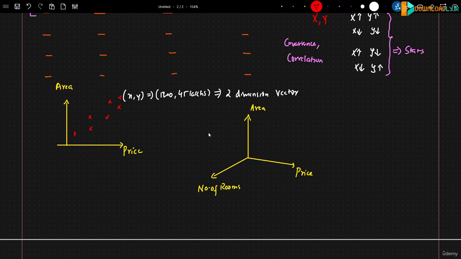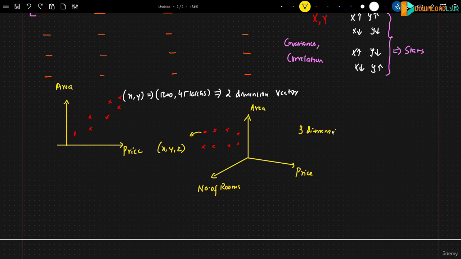Now let's say there are points like this, this, right? And these points are basically decided on these 3 values. That basically means every coordinate is represented by a vector of X, Y, Z. X can be area, Y can be number of rooms, Z can be price. So this basically becomes a 3-dimension, right?